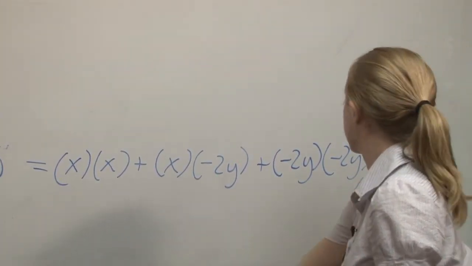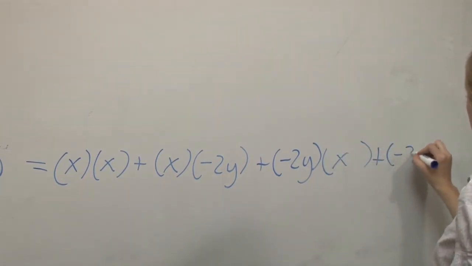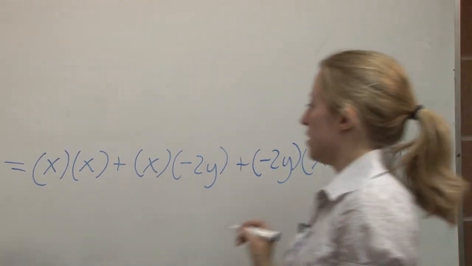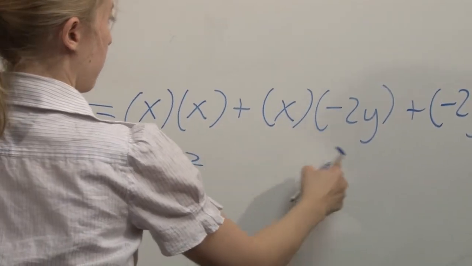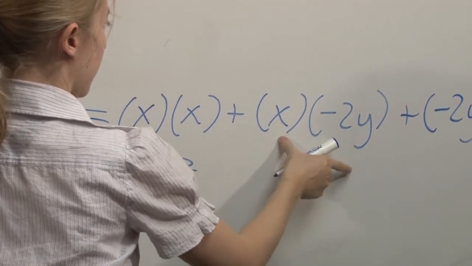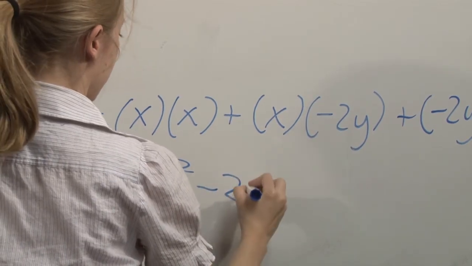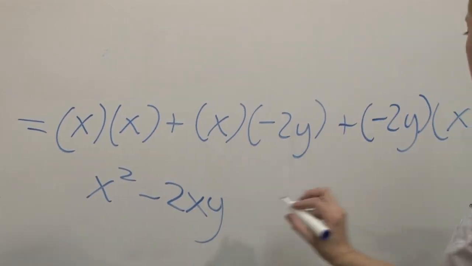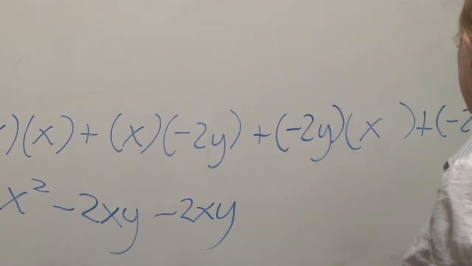Oh, forgot to multiply it by x. So this will be x squared. And this one, I can't really change the powers because x and y are different variables. So that's just going to be negative 2x times y. The same thing with this one. I can't simplify it at all, so it's just negative 2xy.